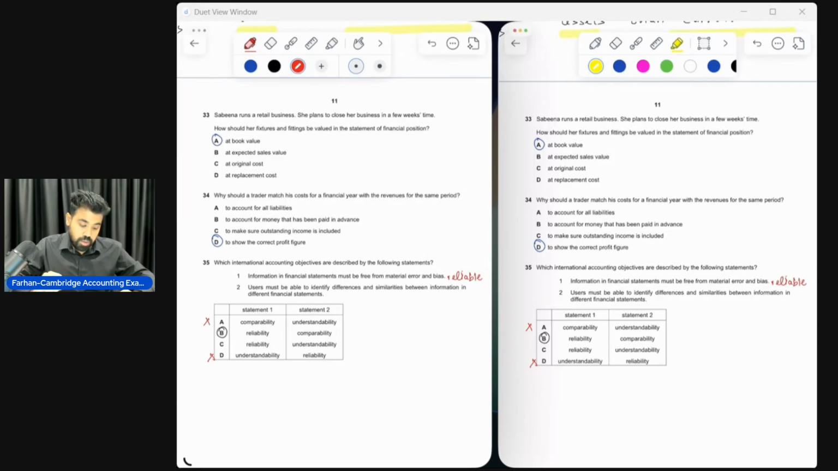All right. So number 33. Sabina runs a retail business. She plans to close a business in a few weeks' time. How would the fixtures and fittings be valued in the statement of financial position? We know that in the balance sheet, whenever we prepare it, the non-current assets section mainly, we show the cost, then we show the total provision for depreciation, and then lastly, we show the net book value in the third column, which is derived as the difference between the cost and the provision for depreciation amounts.